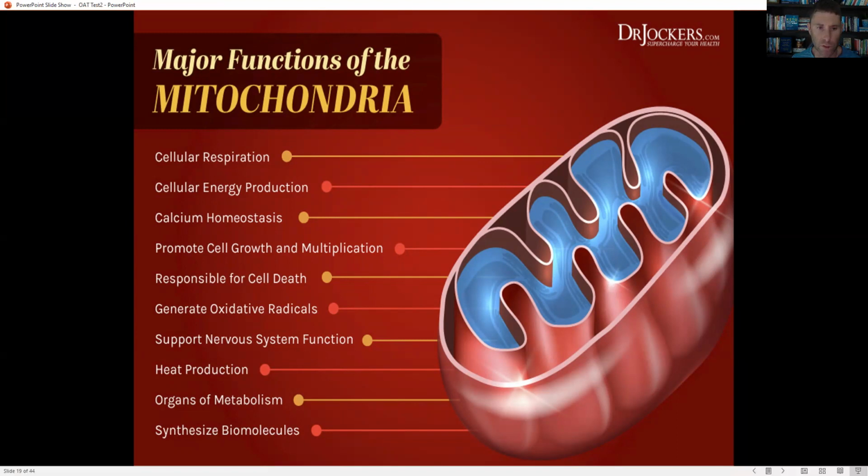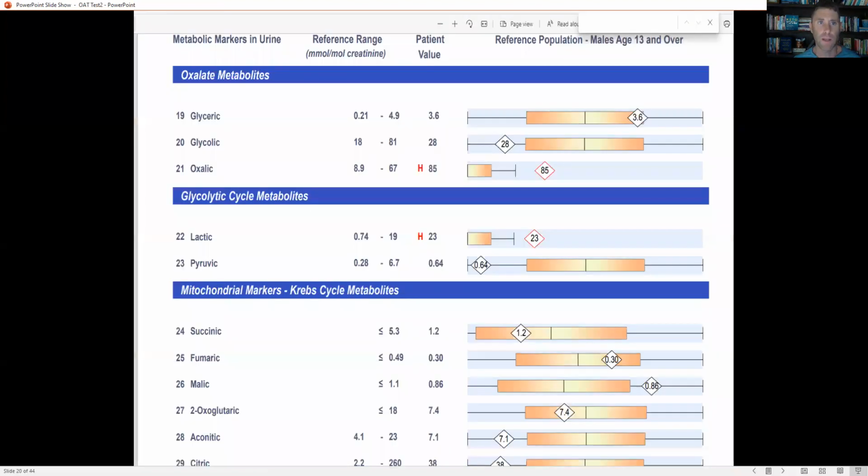We used to think that they were just little engines that would be damaged by oxidative stress. And when they got damaged, they would start to malfunction. Now we realize they're actually very intelligent, and they change their structure based around these stressors that are being put on the cells of our body. But they're so important, and we can actually look at what's happening with the mitochondria by looking at certain markers.